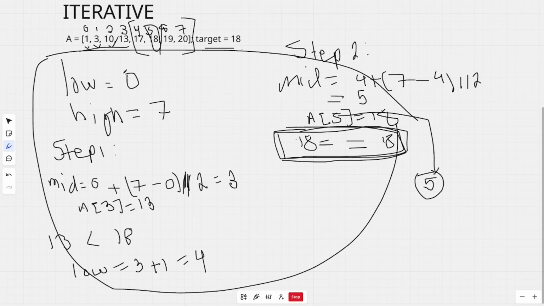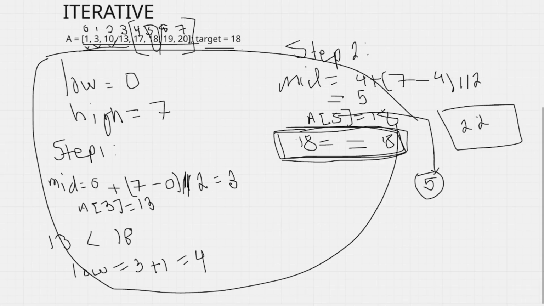So if at some point our low becomes, let's say, 2, and our high becomes, let's say, 2, then there would only be one element left in this array. And if one element is left in the array, we cannot further split this array. So this would mean that there was no target in this array basically. So I hope you understood this.